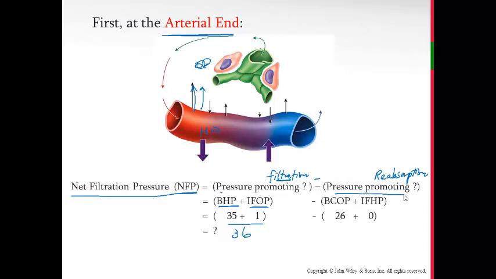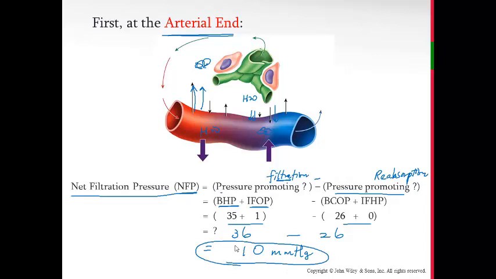Now the pressures promoting reabsorption are the protein in the blood as well as the water in your tissue. If we add those together, it's 26. So 36 minus 26 equals 10 millimeters of mercury. The key point is I want you to know this value. When we set up our equation like this and it gives you a value, for instance 10 millimeters of mercury, a positive number, what does this tell you?